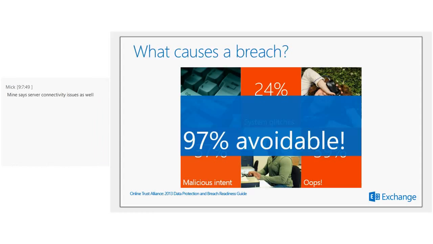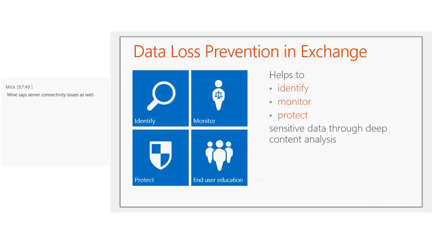And I'm going to jump straight into data loss prevention capabilities in Exchange. And I say Exchange because that's where DLP is available today as of now. But you'll see towards the end of the presentation that we will be expanding to other workloads as well. So in short, data loss prevention helps you to identify, monitor, and protect the sensitive content by performing deep sensitive analysis of the data. And you can do multiple things here.